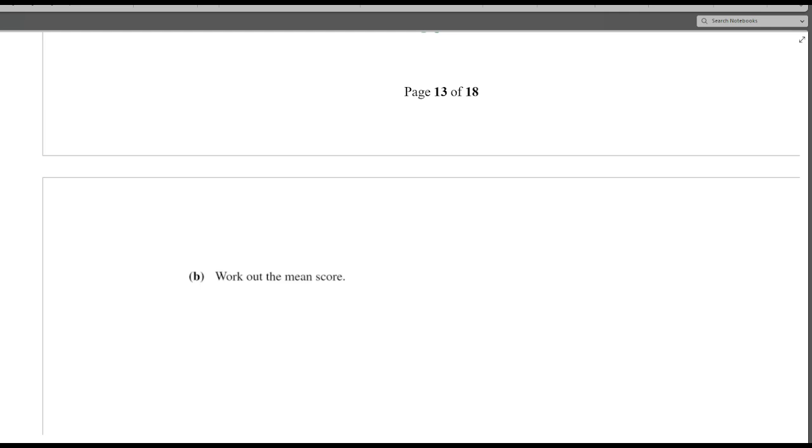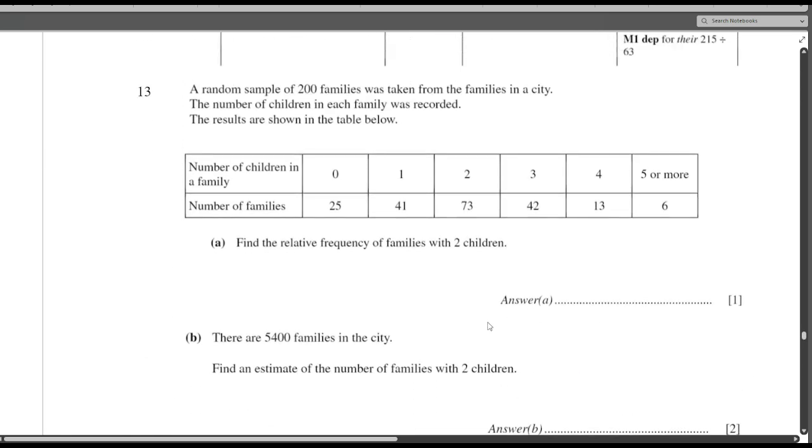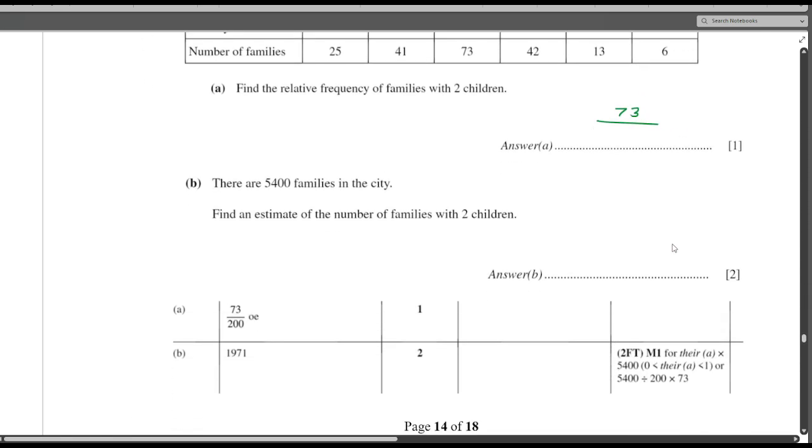Now, next question, number 13. Question number 13: a random sample of 200 families was taken from a city. The number of children in each family was recorded. The results are shown below. So the number of children in a family and the number of families are here. Find out the relative frequency of families with 2 children. With 2 children it is going to be 73 divided by the total number of families, 200. So 73 divided by 200 will be your answer.